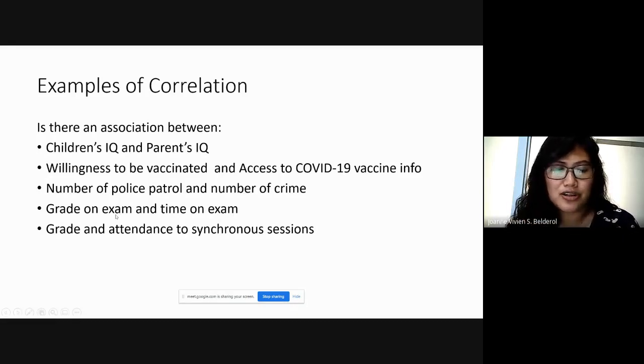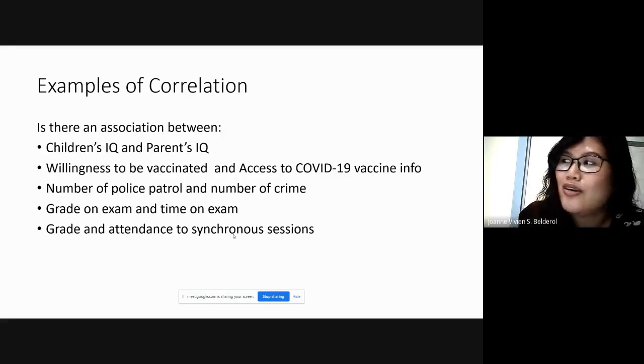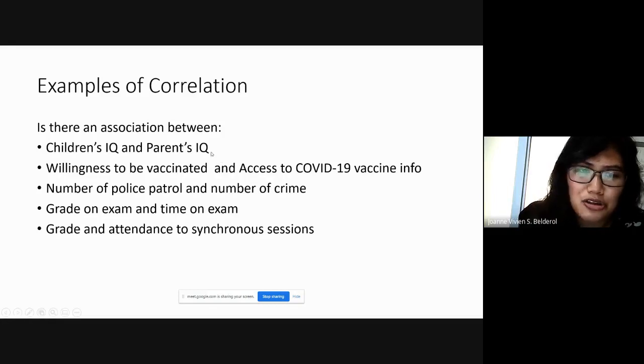Next, grade on exam and time on exam. The more time given for an exam, do the grades also go higher, or is it opposite? And then we have grade and attendance to synchronous sessions. The more you attend Google Meet, does your grade also go higher, or is it the other way around? Okay? Now I'd like to hear your thoughts.